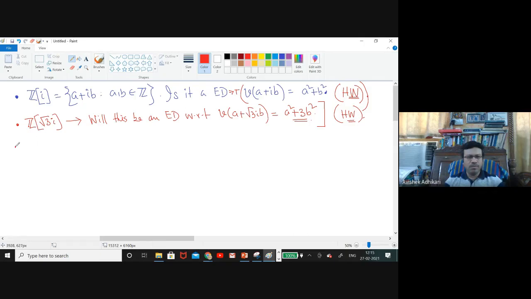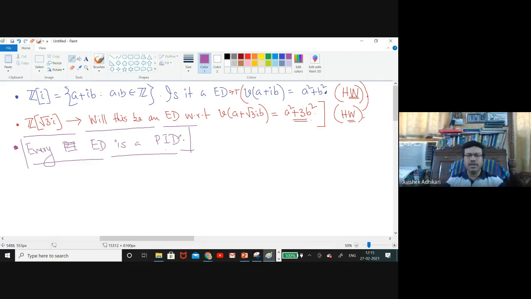Now we will move a little forward. This theorem is also very important, and many times it comes as a question in competitive exams: every Euclidean domain is a PID. In our last class, we already talked about what a PID is. That means an integral domain in which every ideal is generated by a single element is known as a PID. And it says that every Euclidean domain is a PID.